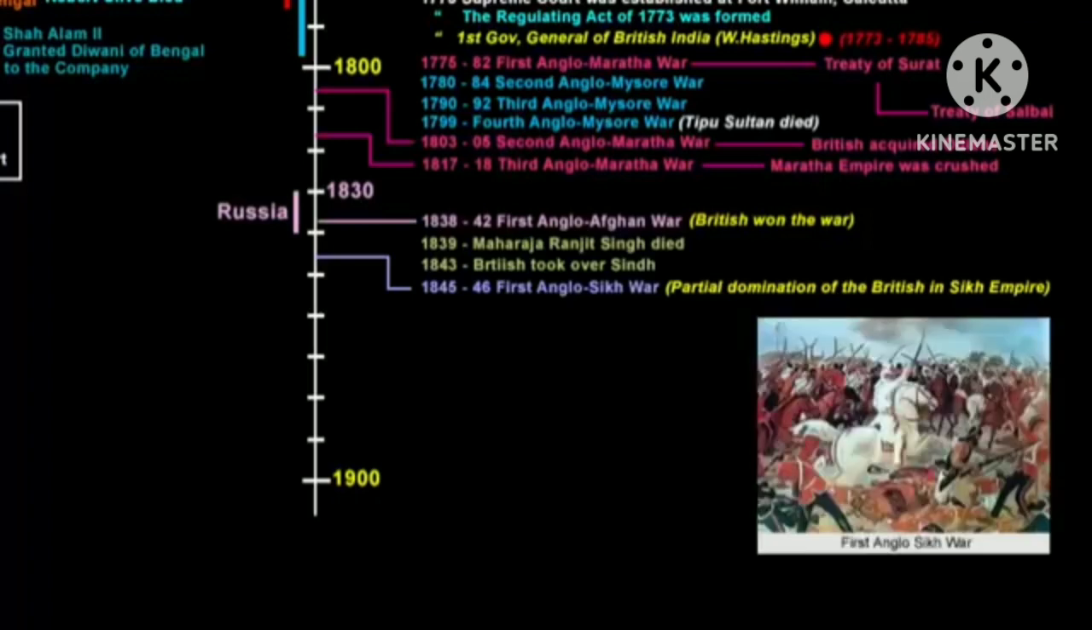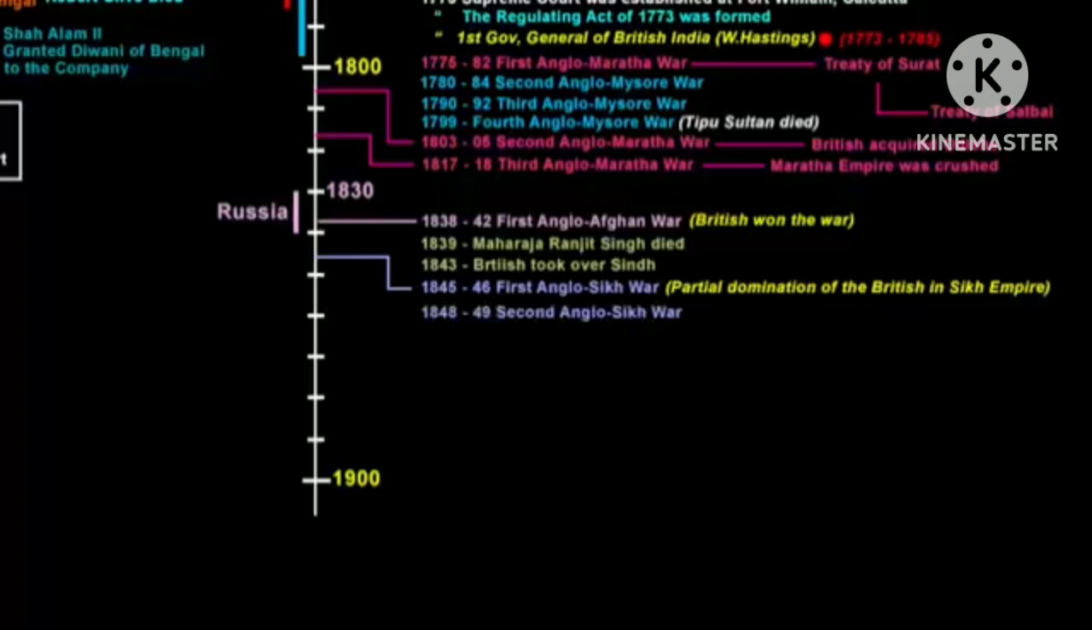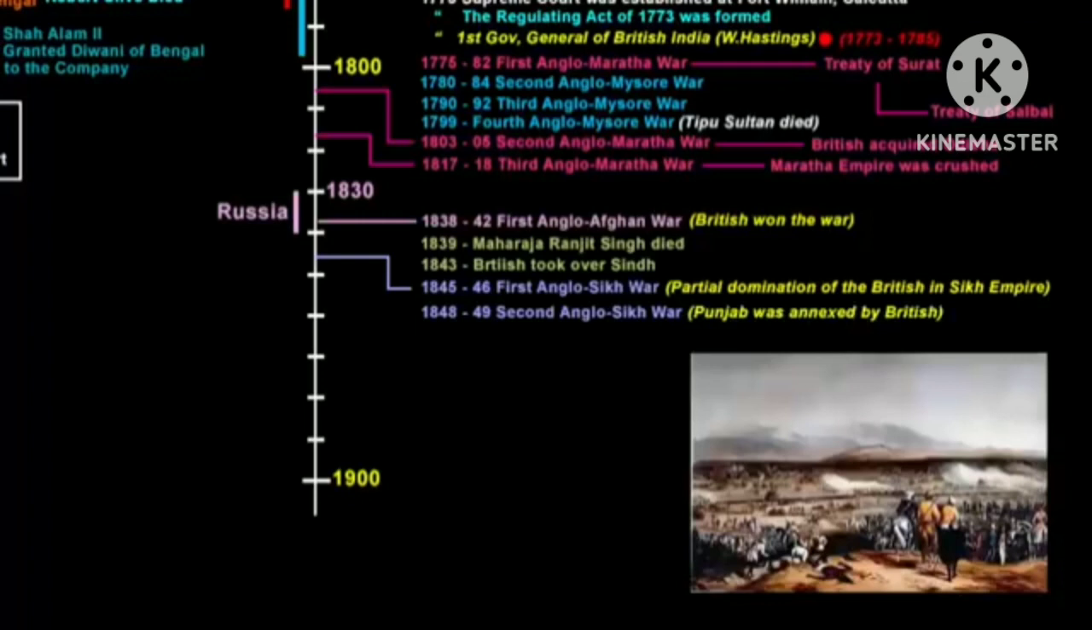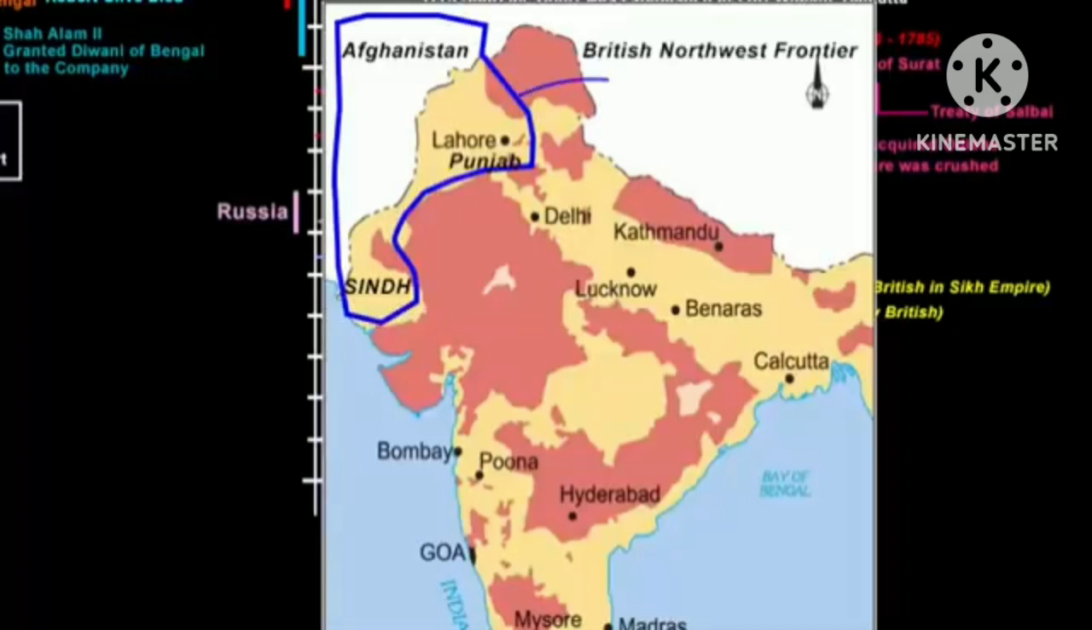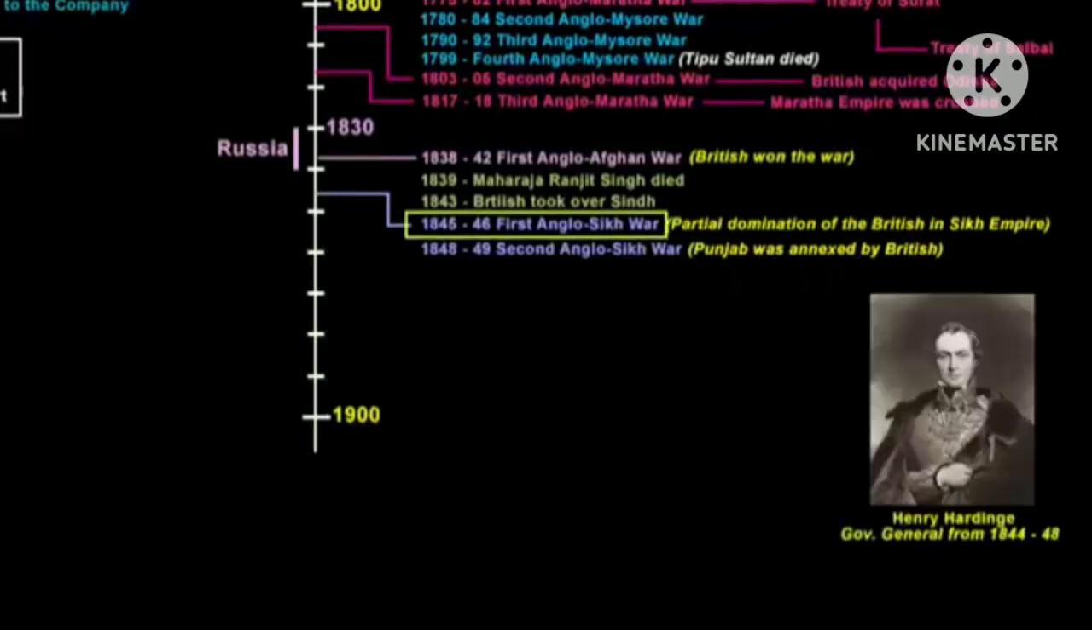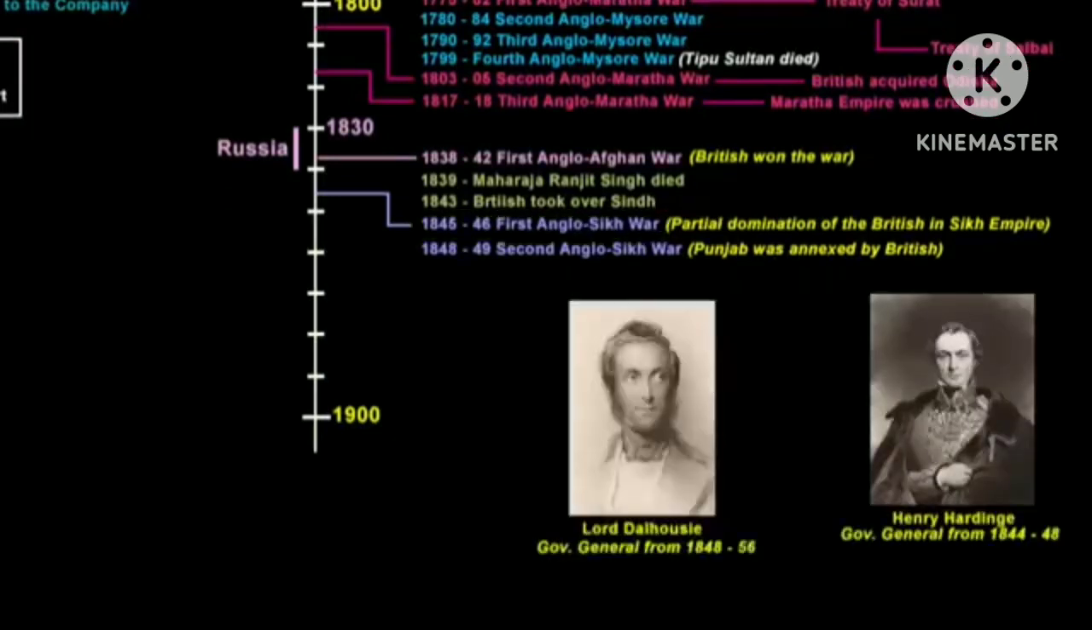Although the Sikh army was weakened by the war, British interference in the Sikh government led to the Second Anglo-Sikh War within 3 years. The Second Anglo-Sikh War took place in 1848 and 1849. It resulted in the subjugation of the Sikh Empire and the annexation of the Punjab, and what subsequently became the Northwest Frontier Province, by the East India Company. Henry Hardinge was the Governor General during the time of the First Anglo-Sikh War, and Lord Dalhousie was the Governor General during the Second Anglo-Sikh War.